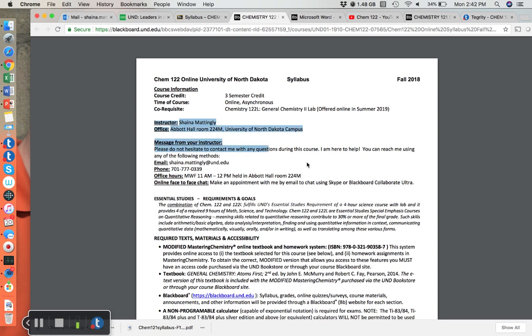This middle part is more information about me. My name is Shayna Mattingly. My office is Abbott Hall, room 224M on UND campus. And I want you to never hesitate to ask me any questions this semester. I'm happy to help, and I love to answer your questions. You can ask me questions about course material, course policies, anything. I'm happy to help. My email address is here. It's just my first name dot my last name at und.edu. You can give me a call. My office phone number is shown here as well.